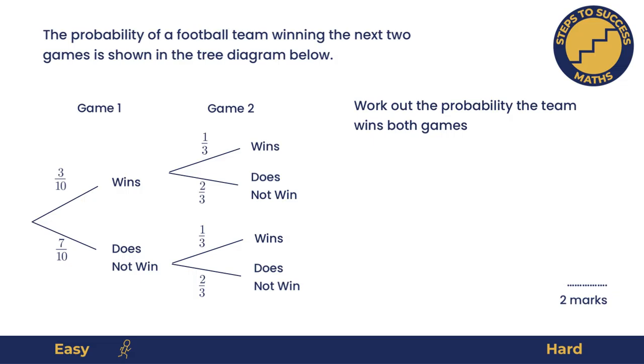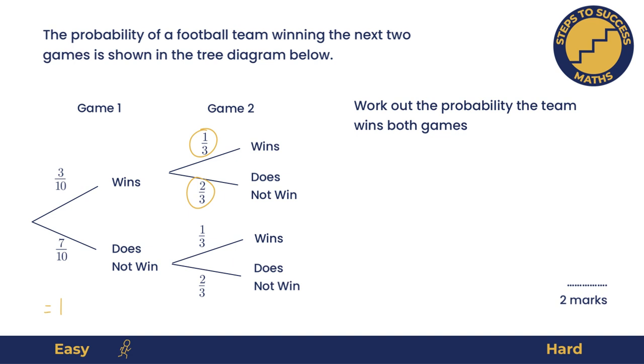The probability of a football team winning the next two games is shown in the tree diagram below. Work out the probability the team wins both games. So let's take a look at the tree diagram. Game 1, you've got two outcomes, win and does not win. When you add those two outcomes together, you get 1. So when you look down, like in a column, on a tree diagram, these will add to 1. And then if you look at game 2, each of these options, again, will add to 1. And we've got wins is a third and does not win is 2/3.